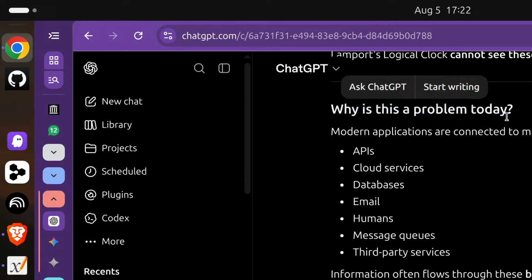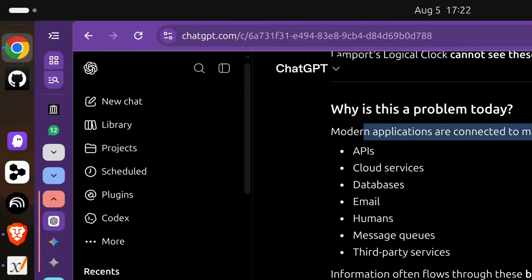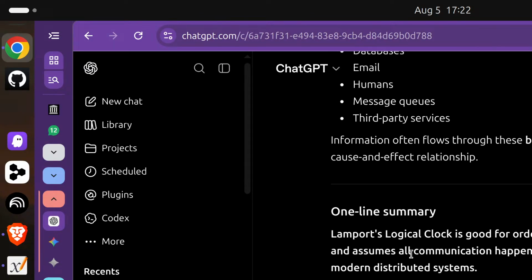Why is this a problem today? Modern applications are connected to many external systems: APIs, cloud services, databases, email, humans, message queues, third-party services. Information often flows through these back channels, so LC cannot capture the complete cause and effect relationship. So Lamport logical clock is good for ordering events, but it cannot tell the real world time and assumes all communication happens inside a system, which is no longer true in modern systems.